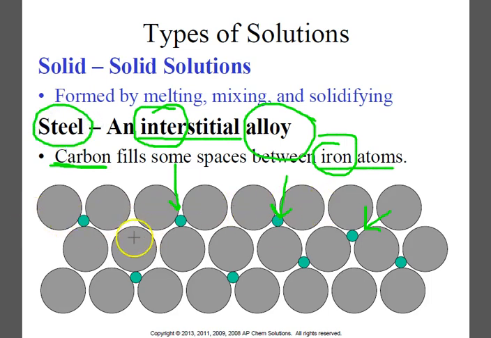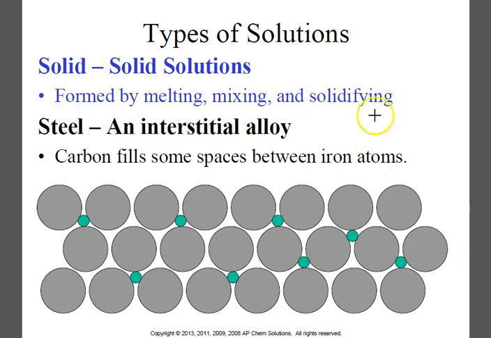We have iron atoms, which are very large atoms, and then carbon comes and occupies the spaces in between some of these iron atoms. So what difference does that make? Why would we want to use steel instead of just using iron? Why is this interstitial alloy better?